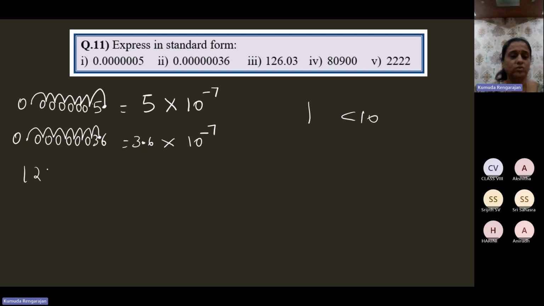Next one. 126.03. The decimal point is here. I'll give you questions. Okay, the decimal point is here. 1, 2.